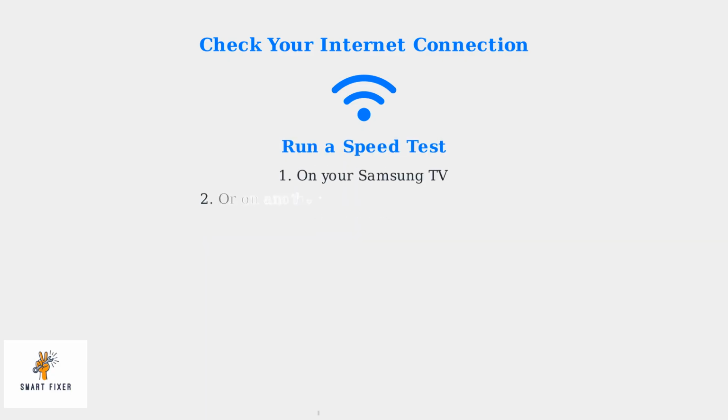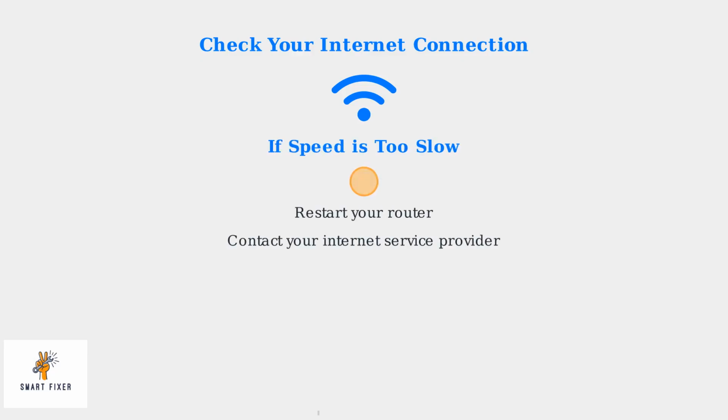To check if your internet speed meets these requirements, run a speed test. You can do this directly on your Samsung TV through the network settings, or use another device connected to the same Wi-Fi network, such as your phone or computer. If your speed test shows speeds below the recommended levels, try troubleshooting. First, restart your router by unplugging it for 30 seconds and then plugging it back in. This can resolve temporary connectivity issues. If that doesn't help, contact your internet service provider to check for any outages or upgrade options in your area.